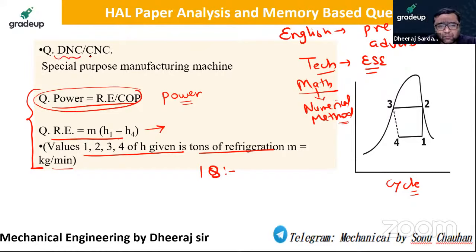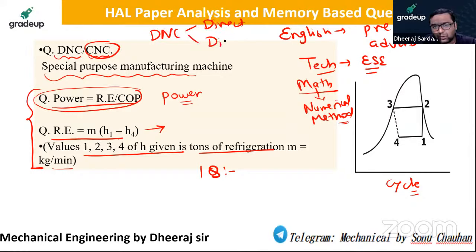One question was there from DNC and CNC, related to special purpose manufacturing machines. So when we are talking about CNC and DNC, you know DNC is of 2 types. One is direct numeric control, the other is distributive numeric control. So my dear, distributive is, you can say, an improvement over CNC, but direct numeric control was before CNC. So now if they ask about distributive, obviously it is the advanced version. If they are asking about direct, then it is going to be prior to CNC. So one question was there from this as well.